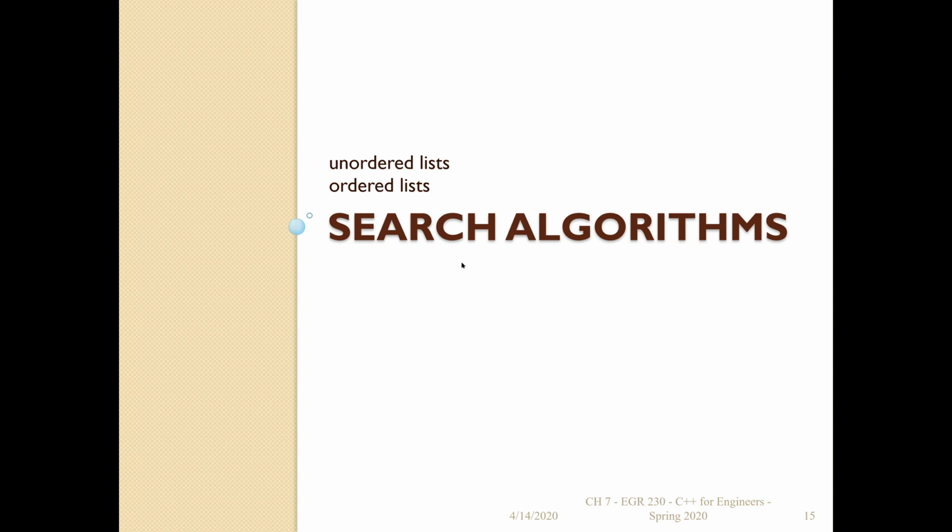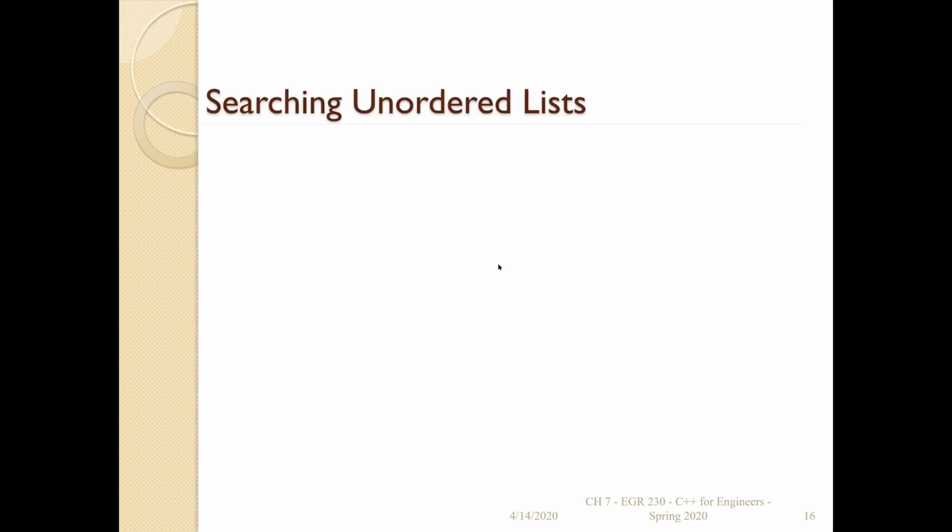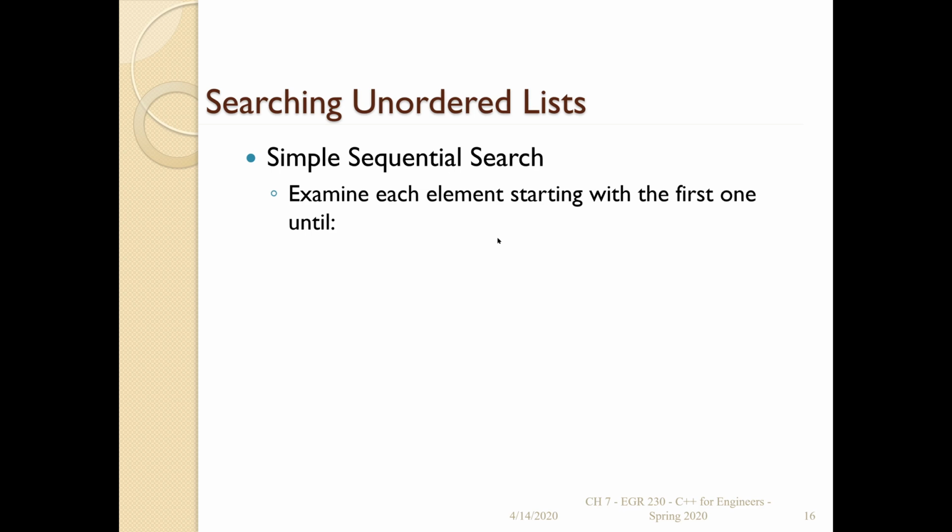Okay, now I'm going to talk about search algorithms. There's actually 3 of them that we're going to look at. The first one is searching an unordered list. Okay, this is a so-called simple or sequential search.